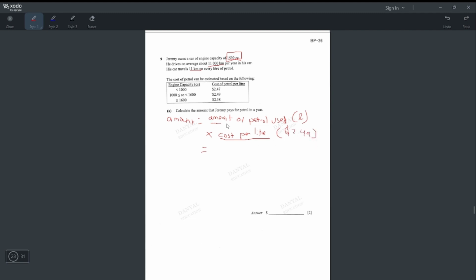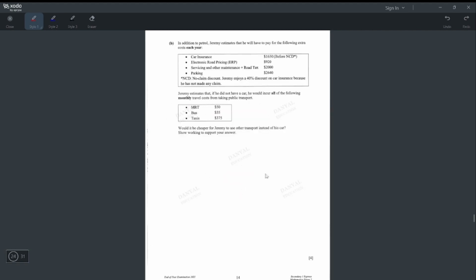So now what we need to find is the amount of petrol used. That's actually also quite simple because he travels 11,000 kilometers on average per year and 11 kilometers per liter. So that means the amount is 11,000 divided by 11, and you multiply it by the cost, which is 2.49. So this gives us $2,490.